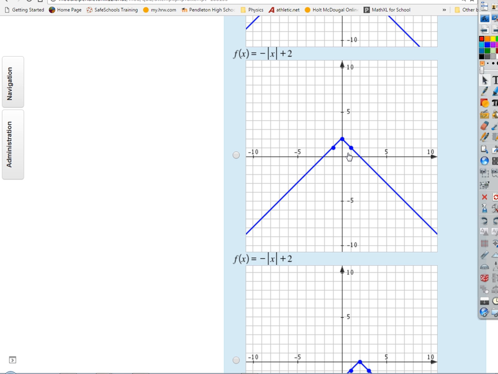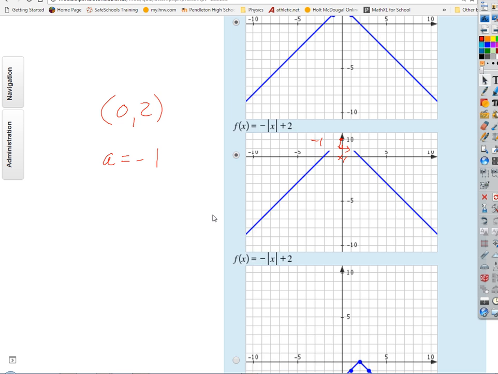You've got to keep going. This is the one that matches a vertex of 0, 2 and a equals -1. Because starting at the vertex, we rise by -1 and run by +1, right? So our slope is -1. Questions? Okay.